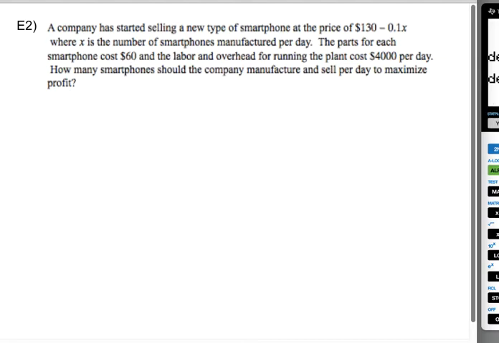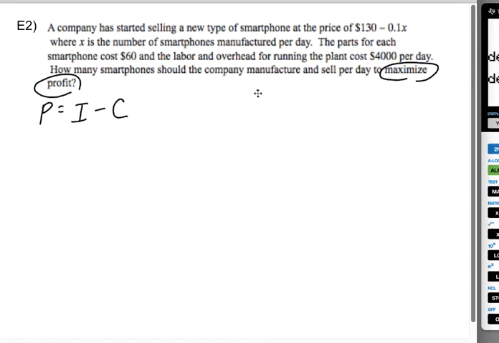The parts for each smartphone cost $60, and the labor and overhead for running the plant costs $4,000 per day. How many smartphones should the company manufacture to maximize profit? Okay, so you need to maximize profit. Well, in order to do that, you need to know what profit is. So profit is the income minus the cost.